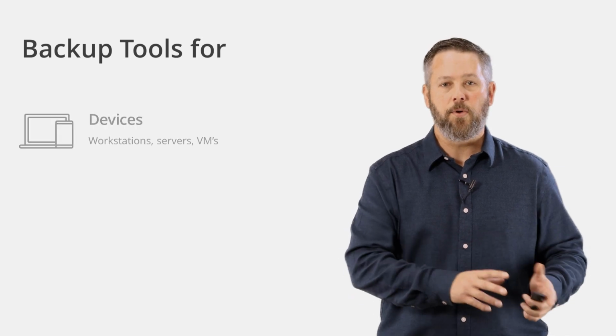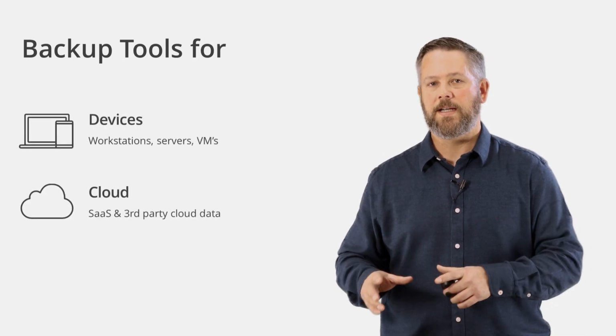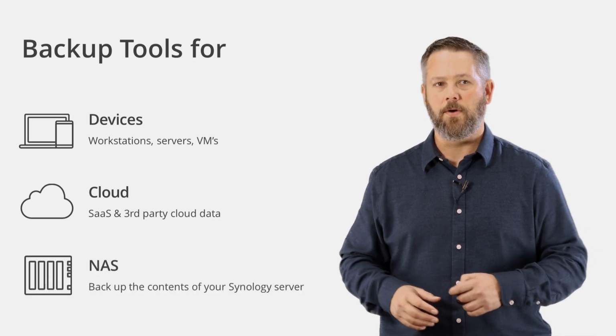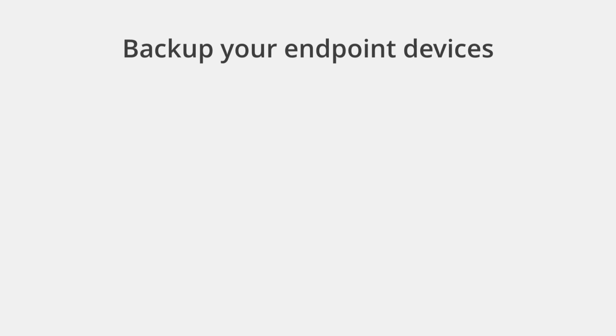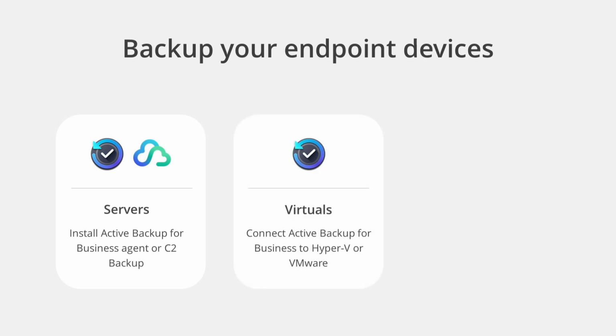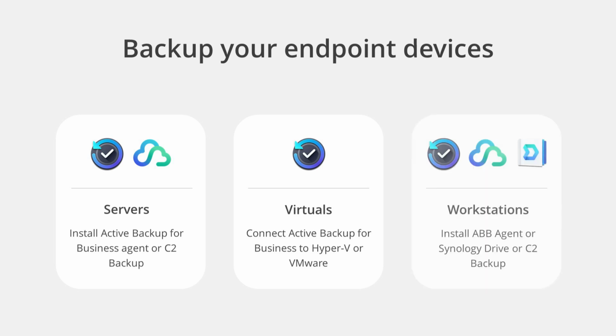So in the Package Center, you're going to find a variety of different packages to back up your endpoint devices, your SaaS and cloud data, and then also backing up that NAS to a different location. So let's start off by backing up those endpoint devices. Now these include things like any servers, Windows or Linux, file servers with SMB or rsync, virtual machines we're compatible with VMware and Hyper-V, and then also any PCs.